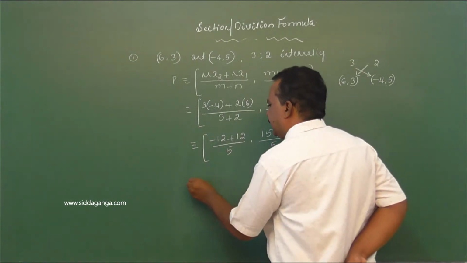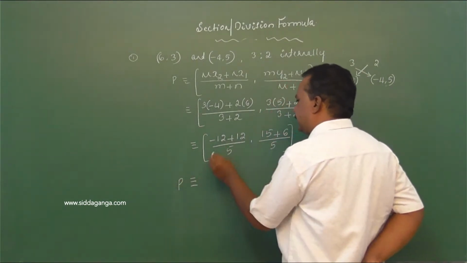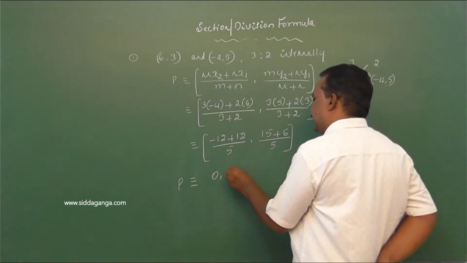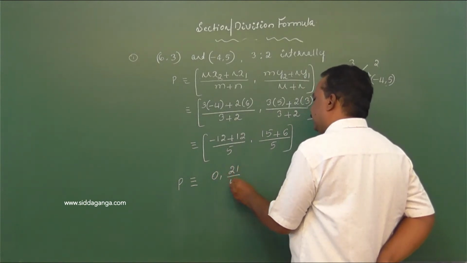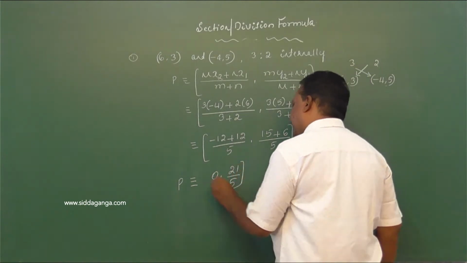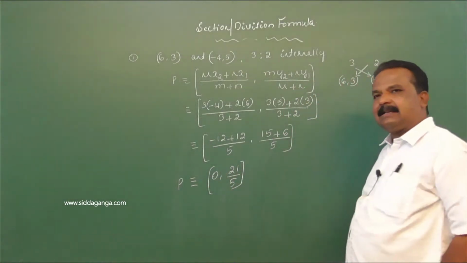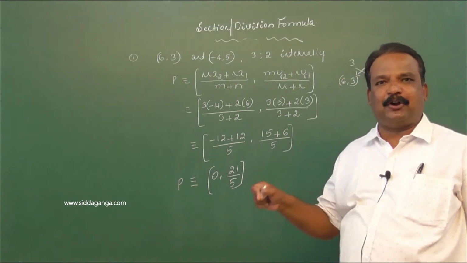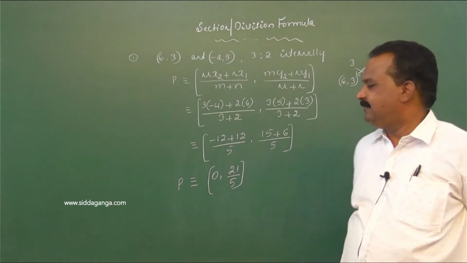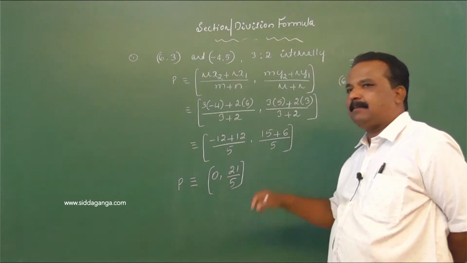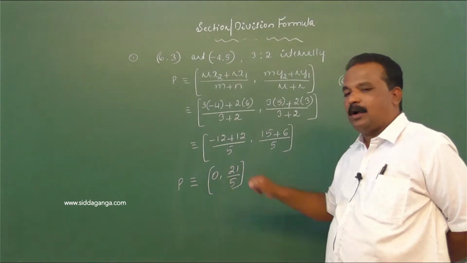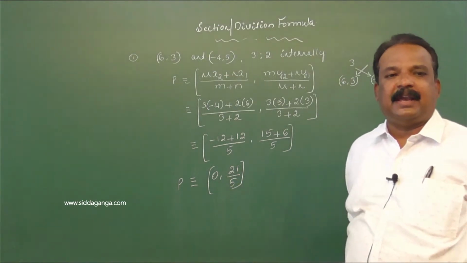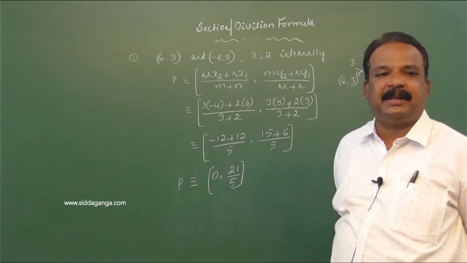So clearly, what are the coordinates of the dividing point? 0, 21 by 5. Can anybody tell me the axis on which this point lies? 0, 21 by 5. Its x coordinate is 0.